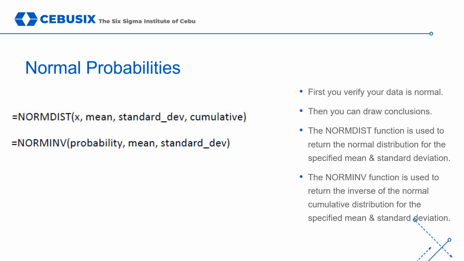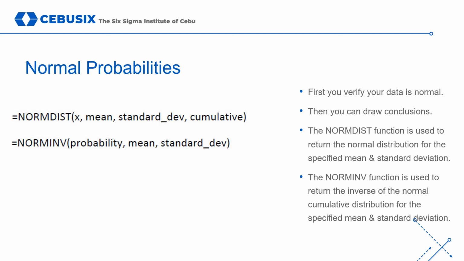Given that we know that the data is normal, what is the probability that any package selected from the distribution center will weigh over 50 pounds? In order to find this, we select a cell and enter equals NORMDIST, open parenthesis, 50, which is the value we are testing, comma, 48.778, the mean from the descriptive statistics, comma, 11.444, the standard deviation from the descriptive statistics, comma, false, closed parenthesis.